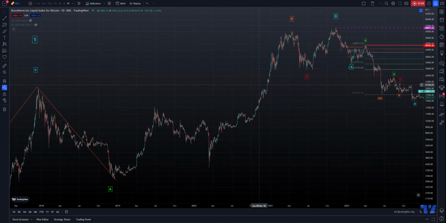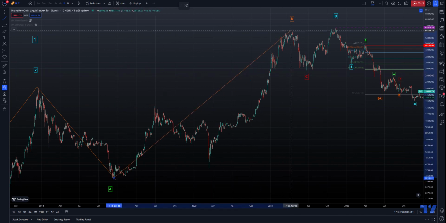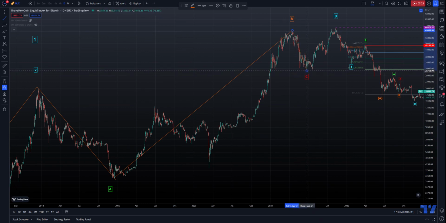So wave B, I believe I called it when it happened. I changed my views a few times, but I called wave B here and it fell. Wave C, I believe it already happened. Wave C fell 50%. Now in your hearts and minds, that's enough. We could do without any more corrections.